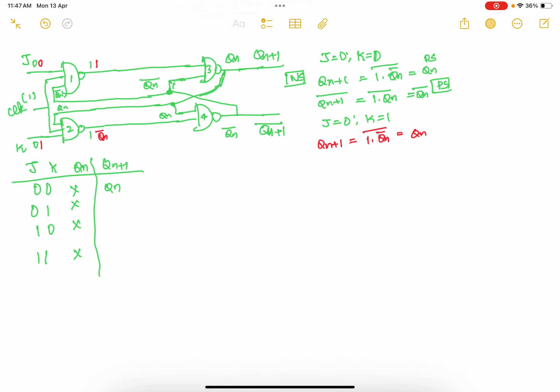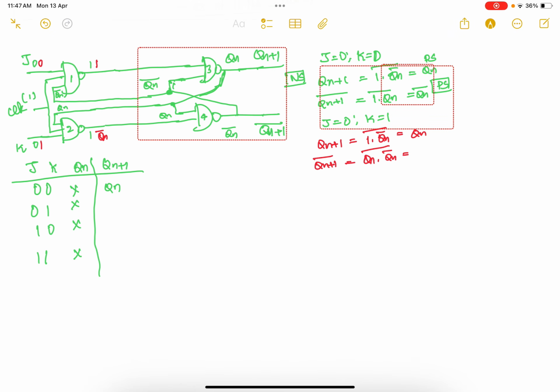So I am not getting any output, so I am going to the bottom part. The bottom part is Qn+1 bar. When you talk about Qn+1 bar, one of the inputs is Qn, but another input is Qn bar, the whole bar. Which means it is nothing but 1, because if Qn is 0, then Qn bar will be 1, so automatically 0 into 1 is 0.